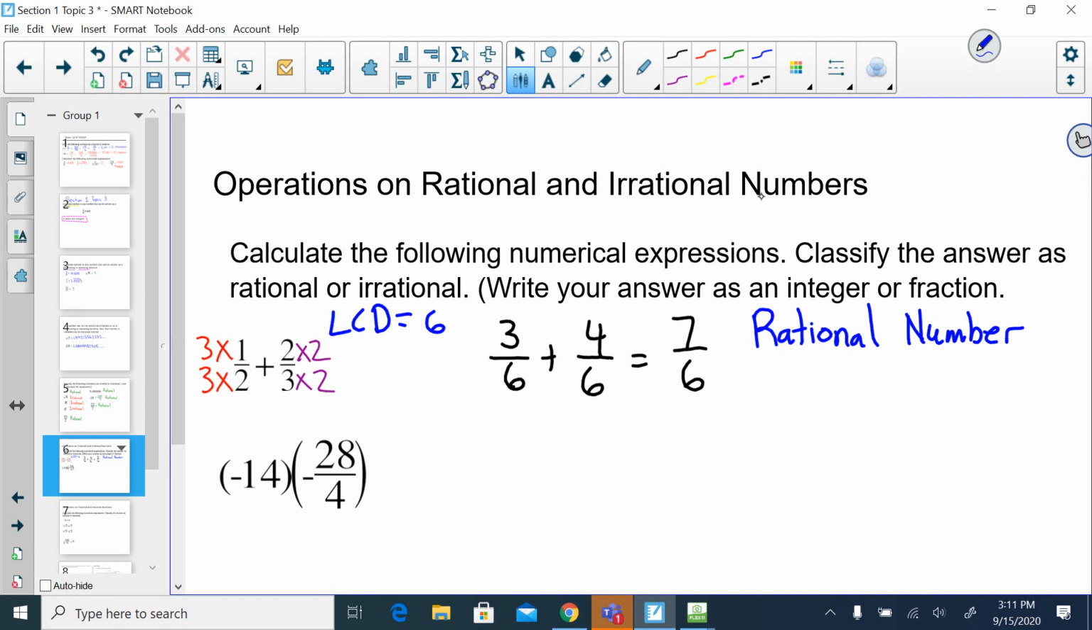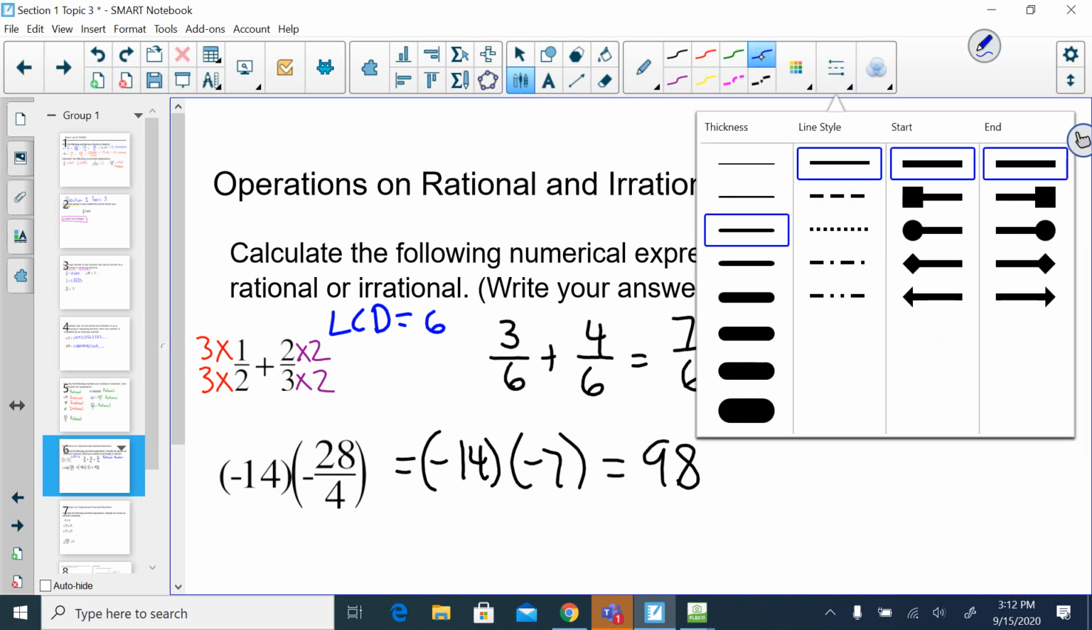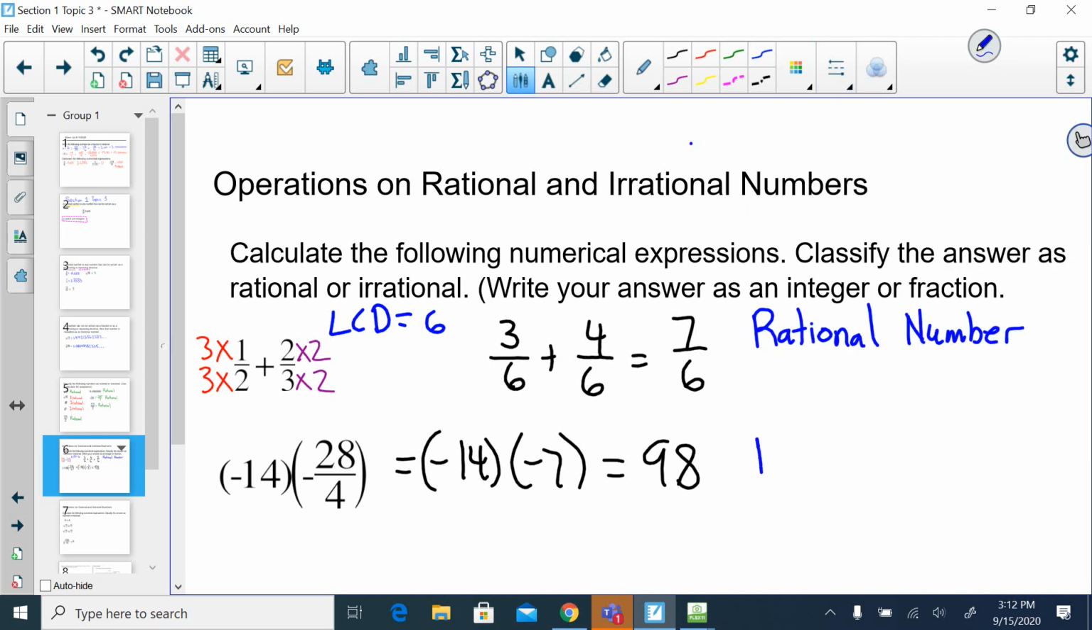Negative 14 times negative 28 over 4. You can simplify negative 28 over 4 down to negative 7. So this becomes negative 14 times negative 7, which is a positive 98. 98 is an integer, but you can write it as a fraction, 98 over 1, and both of those are integers. So this is also a rational number.